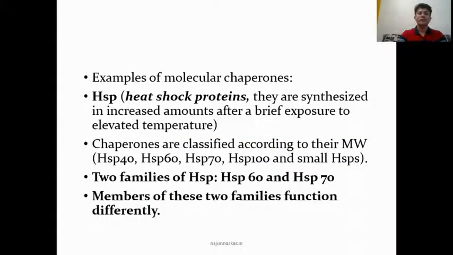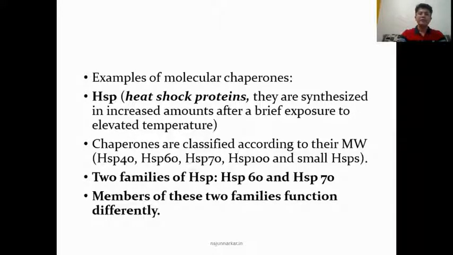Examples of molecular chaperones include HSP proteins, which are called heat shock proteins, as they are synthesized in increased amounts after a brief exposure to elevated temperature. These were discovered in E. coli and they are also found in eukaryotic cells. Chaperones are classified according to their molecular weight. For example, HSP40 has 40,000 daltons, HSP60 has 60,000 daltons, and so on.